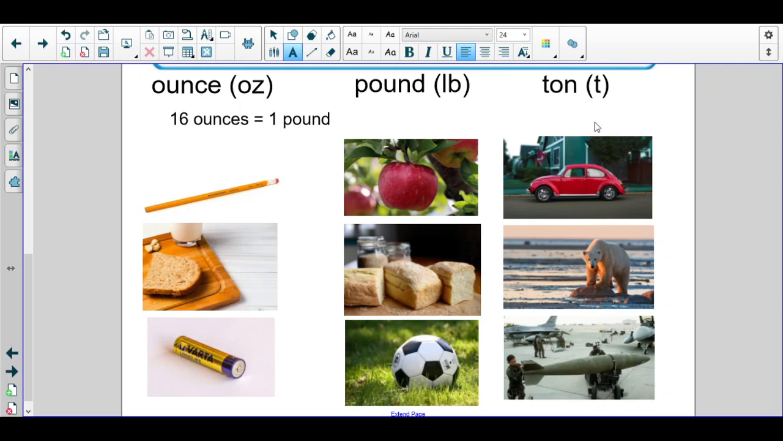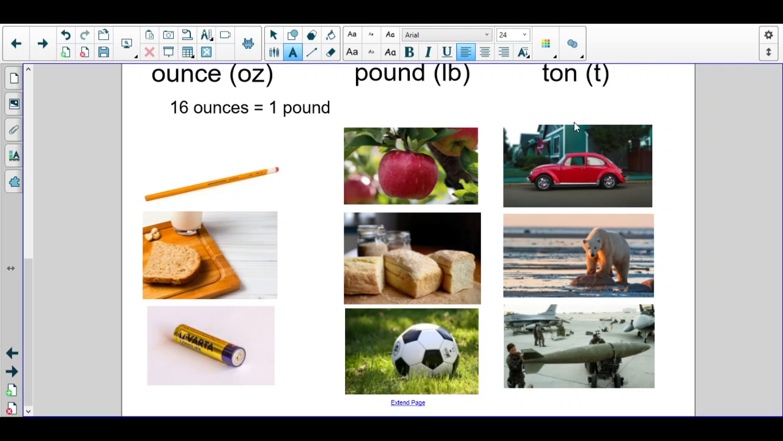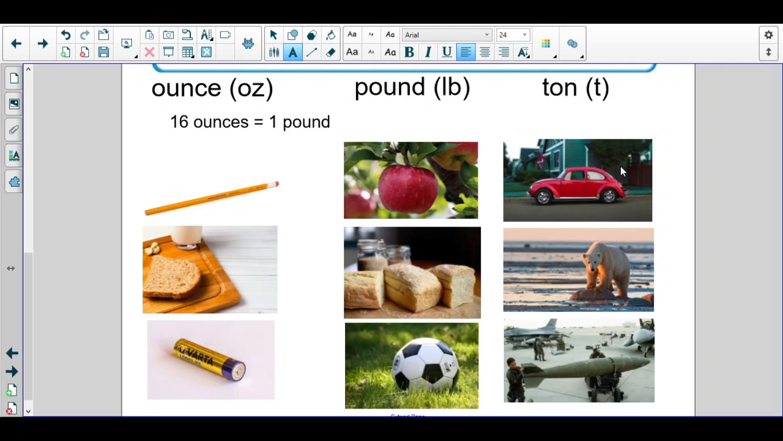Now, on the other hand, maybe we want to measure or weigh something that is very, very heavy. So the classic 1979 Volkswagen Beetle, a small car, weighs about 1 ton. Or an adult male polar bear weighs 1 ton. Or one of the missiles that is attached to a fighter plane, that missile weighs about 1 ton.